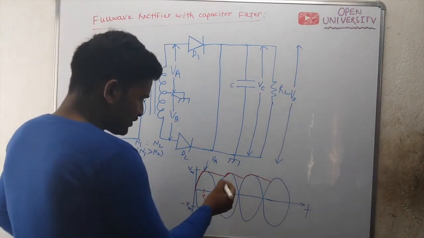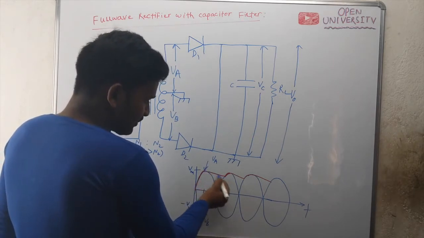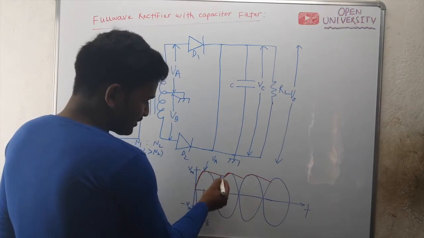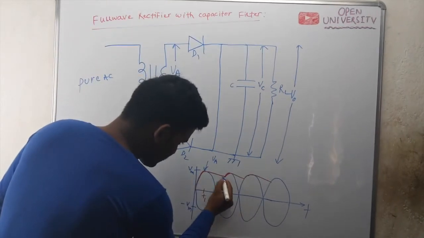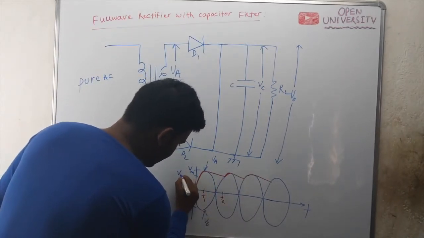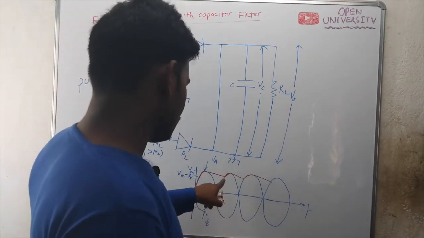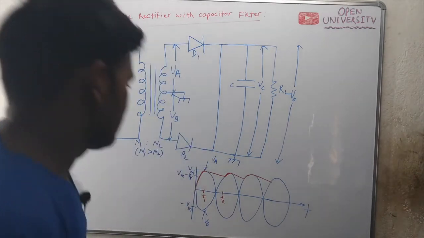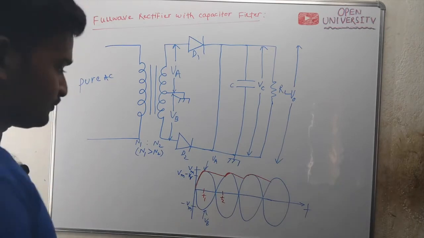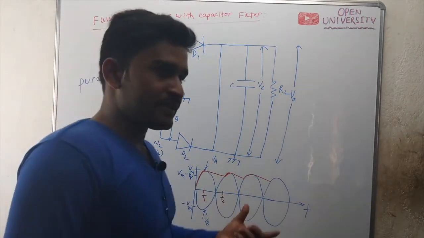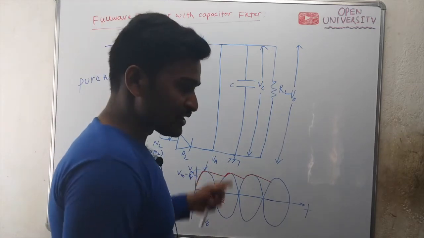Now when the capacitor discharges, in this discharge interval the voltage across the capacitor is decreased by VR, the peak to peak ripple voltage. So at this point, at T2, what will be the voltage across the capacitor? It will be Vm minus VR. What is VR? The amount of voltage reduced by the capacitor during the discharge interval.